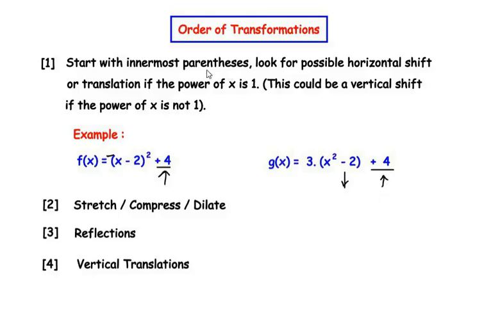So step number 1 is looking at the parentheses, finding out the power of x, and applying the horizontal or vertical translation. Step number 2 is applying any stretches or compressions or dilations given. Step number 3 is performing any reflections given. And finally we have to go for vertical translations. So let us understand these steps by using some examples now.